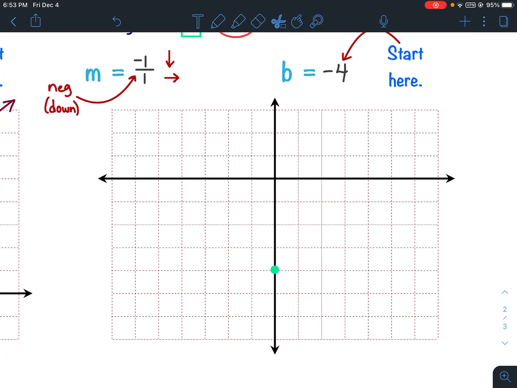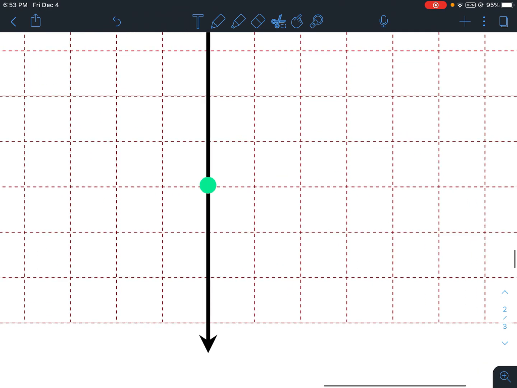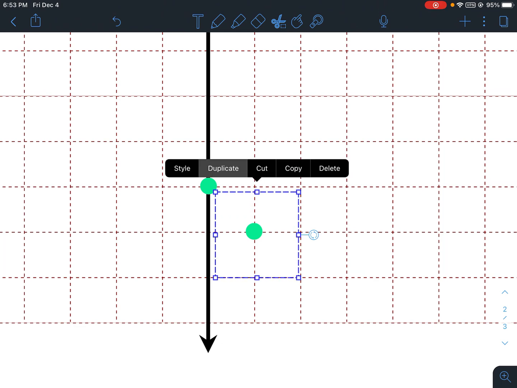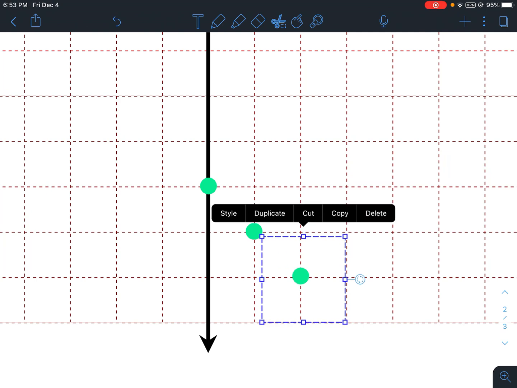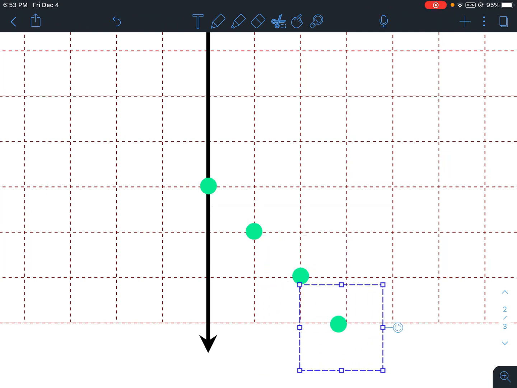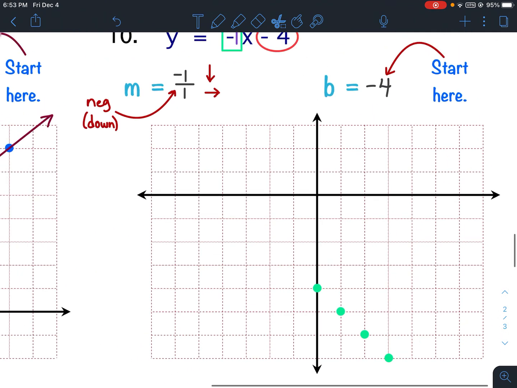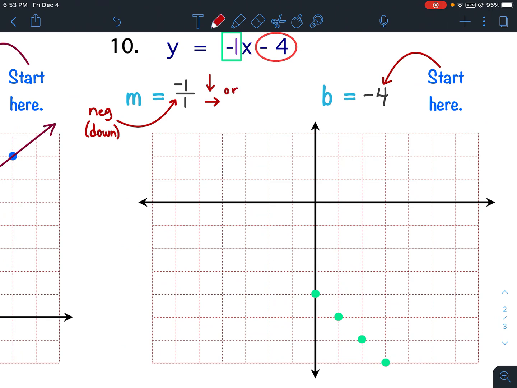And I'm going to go down 1 to the right 1, and continue down 1 to the right 1 until that's all the farther I can go in that direction. So now we need to go the opposite. So instead of down and to the right, we will go up 1 and then to the left 1.